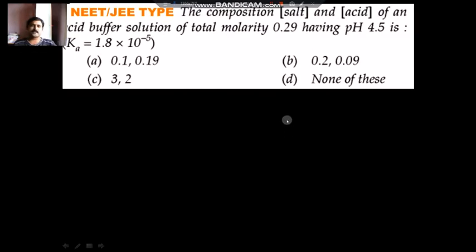Need JE type of question. The next question: the composition of salt and acid of an acidic buffer solution of total molarity 0.29 having pH 4.5, with Ka value given as 1.8 into 10 power minus 5. Okay, so we have to find the concentration of salt and the concentration of acid. The two answers we have to give.